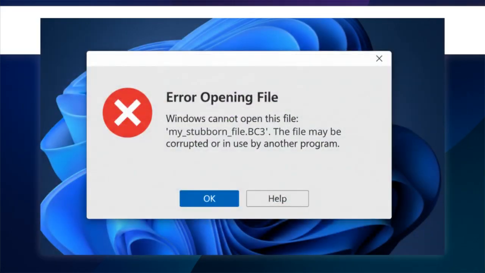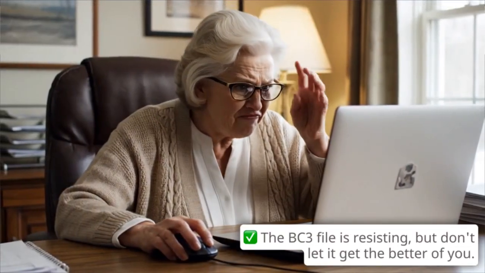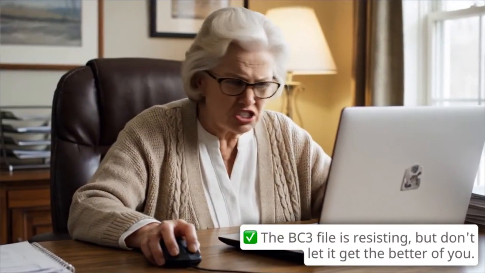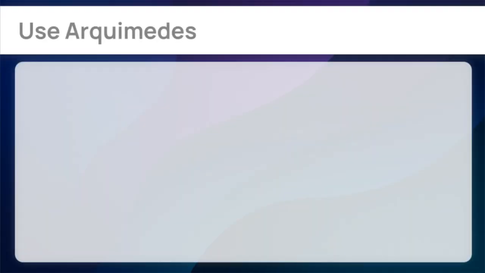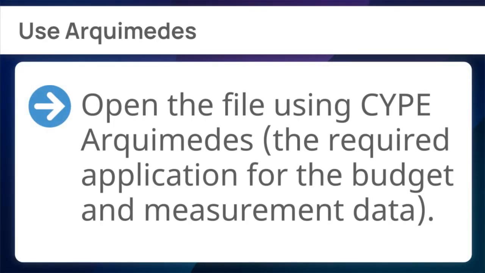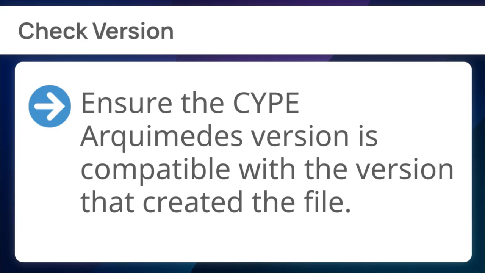If you still cannot open your BC3 file, that is okay. Before you download the universal fix, know what you're fixing. Here is a breakdown of the typical technical issues causing your BC3 problem. First, use Arquimedes. Open the file using CYPE Arquimedes, the required application for the budget and measurement data. Next, convert to FIEBDC. If the program is unavailable, use an online converter to convert the BC3 file to a universal FIEBDC format. Finally, check version. Ensure the CYPE Arquimedes version is compatible with the version that created the file.